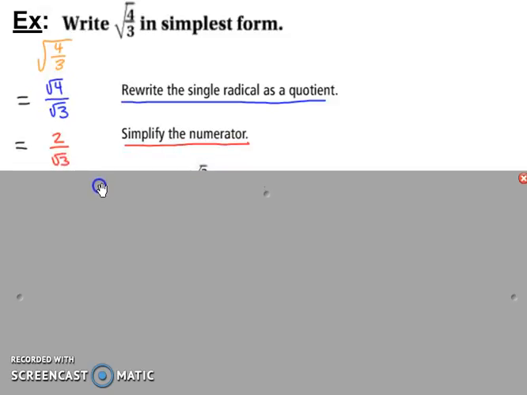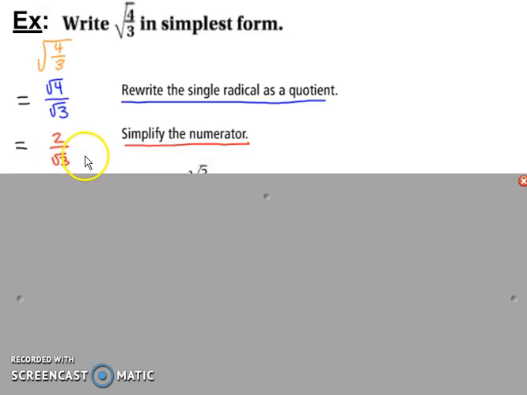At this point, we know that the square root of 4 is 2, so we're simplifying the numerator. Instead of writing it as root 4, we are writing it as 2. But now we see that we have a radical expression in our denominator, which we know is not allowed for a simplified radical expression. So we need to get that radical out of the denominator.